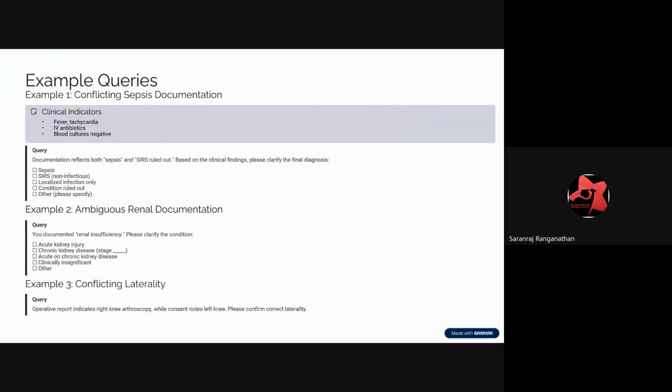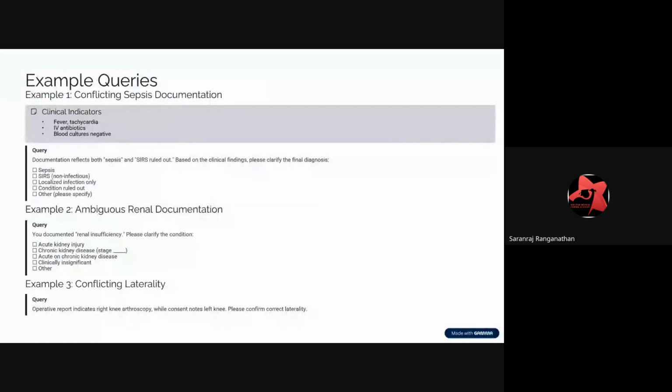Then example queries are given here. Example: conflicting sepsis documentation. The clinical indicators are fever, tachycardia, IV antibiotics provided, and negative blood culture. The documentation reflects sepsis and SIRS ruled out. Based on the clinical findings, please clarify the final diagnosis.